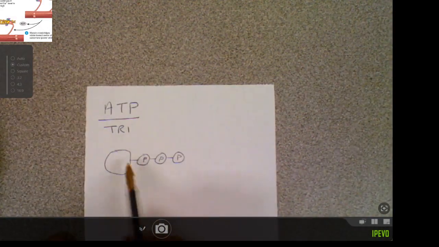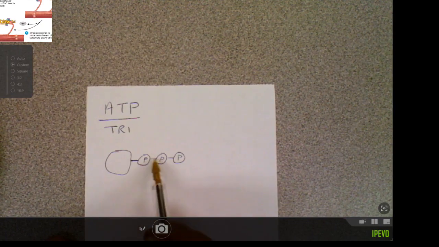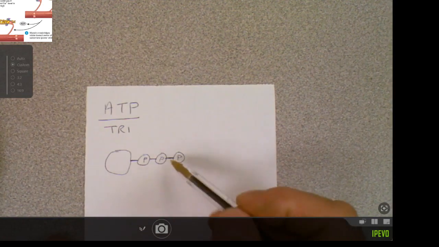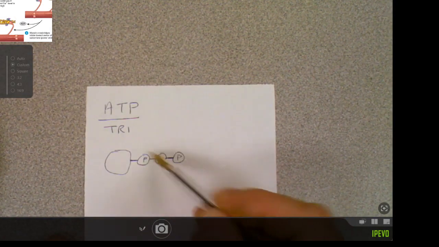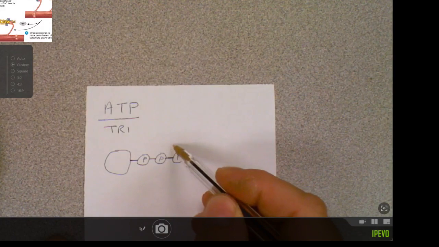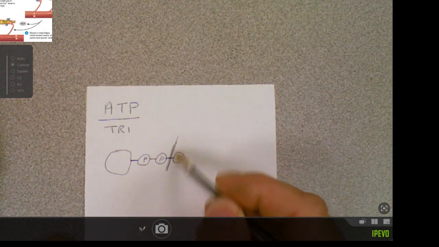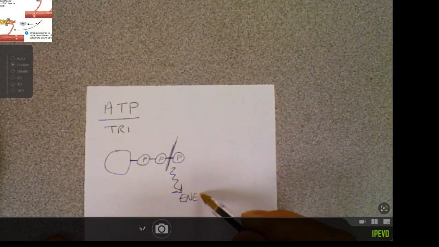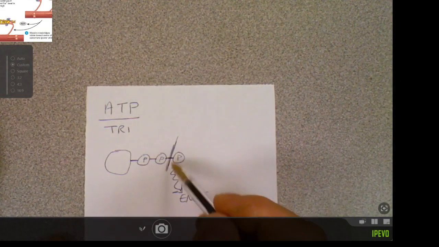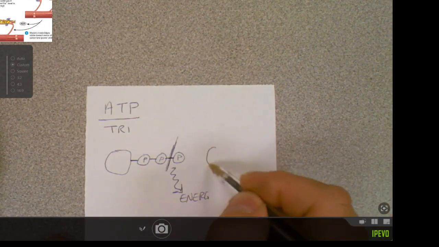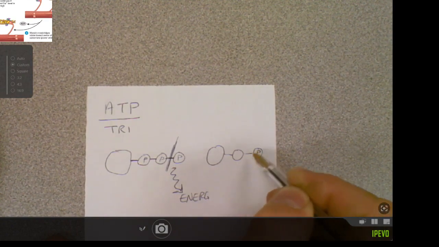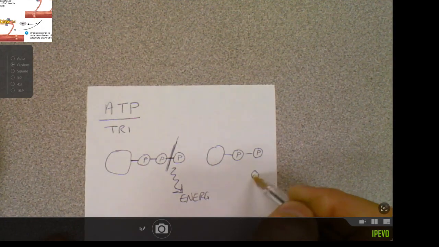Now, these phosphates, remember from chapter 2, these phosphates are bonded together, and it turns out that the bond between the second and third phosphate is where the energy is. So we break this bond and we release energy. So when we do that, we break this third phosphorus off of the molecule. So the molecule is now only got 2 phosphates. This third one has broken off.